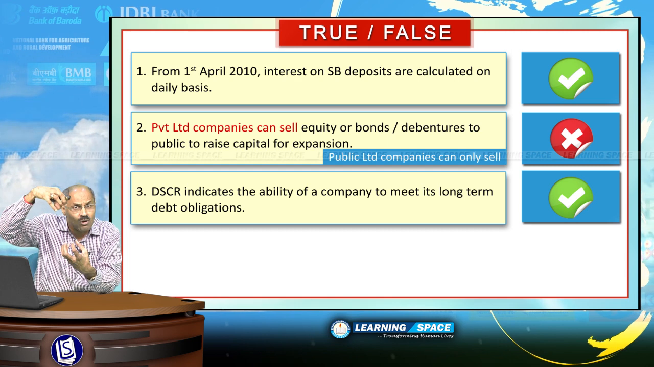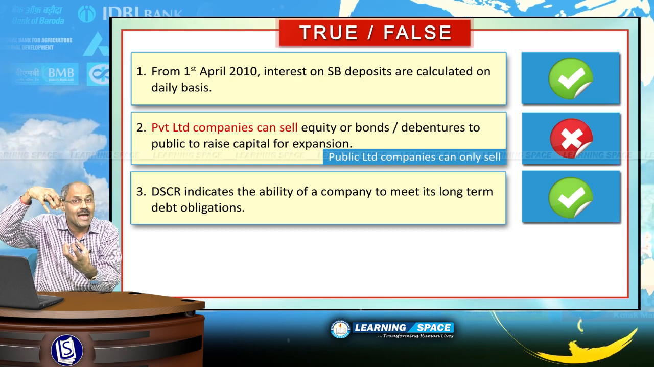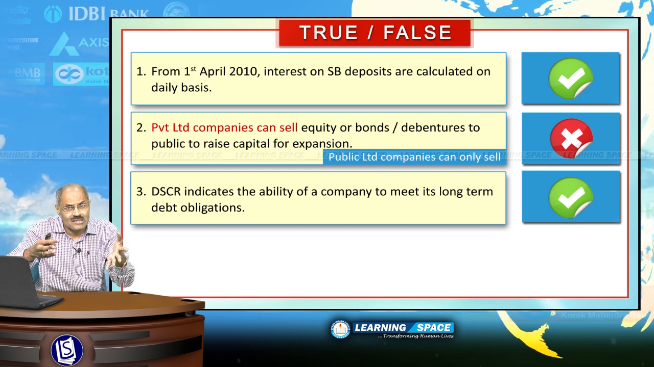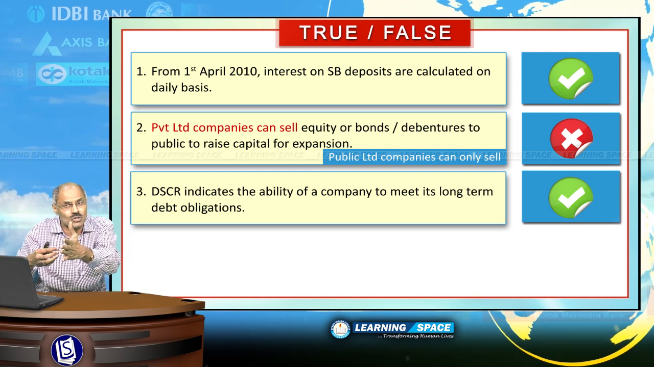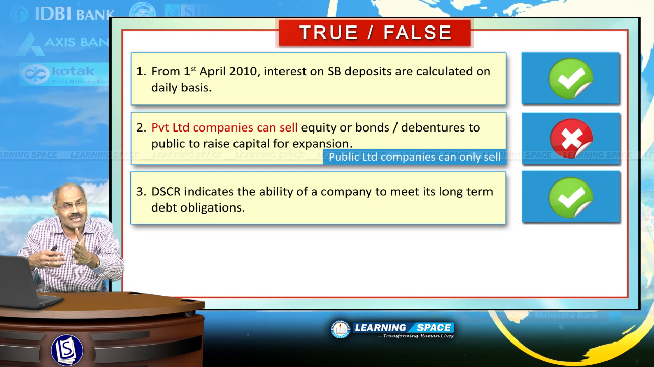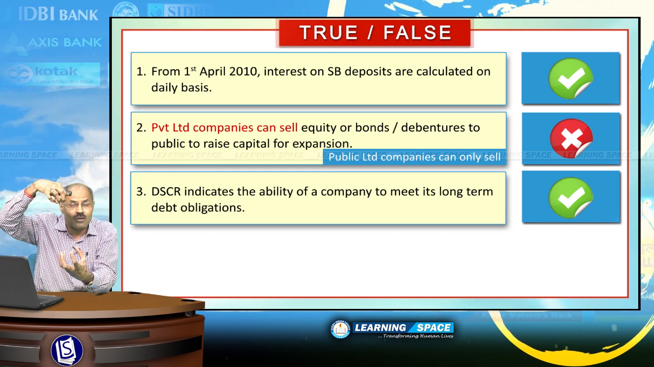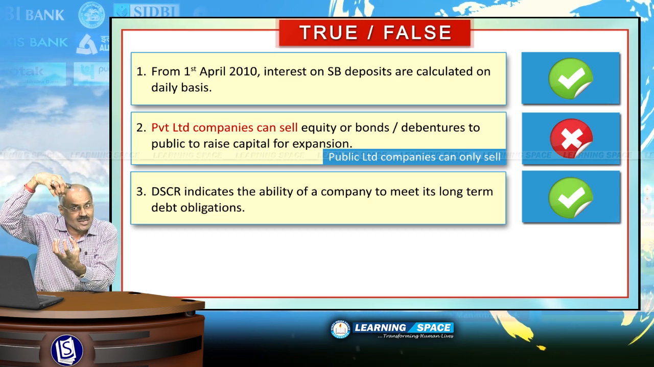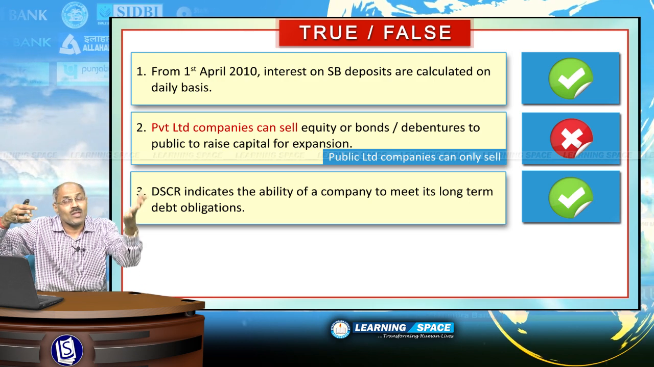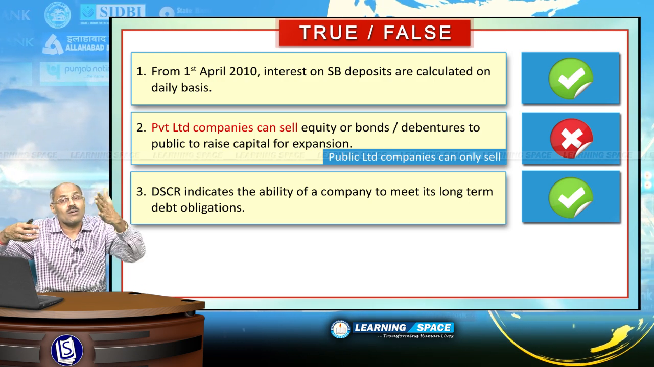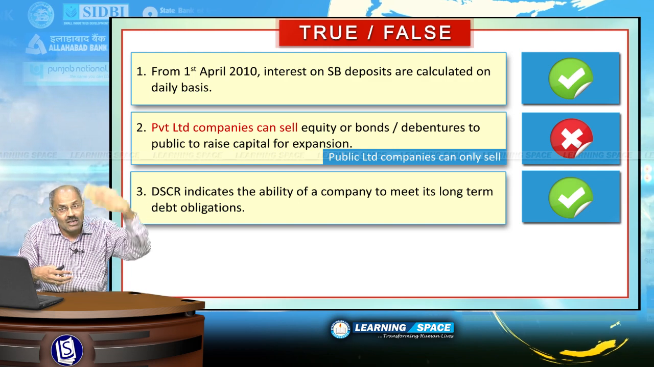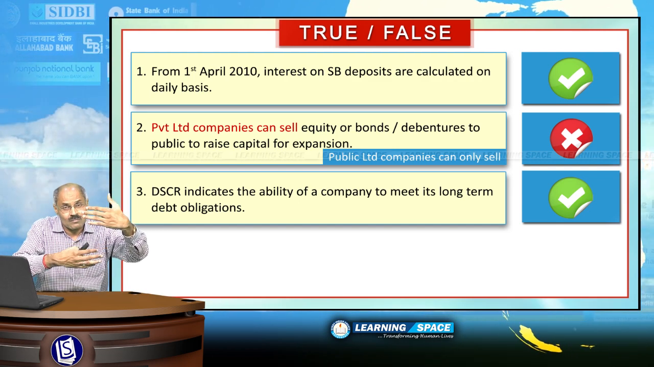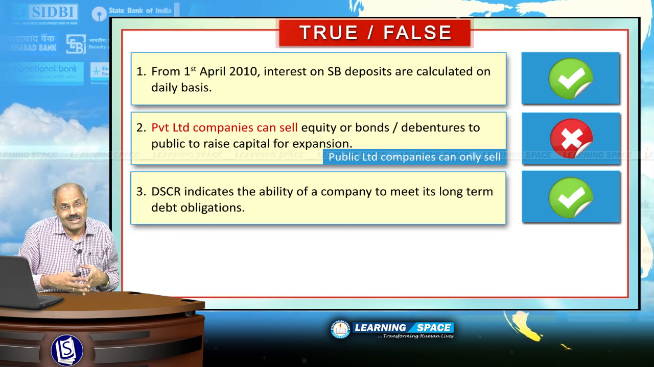They have to service the loan, and for that purpose their cash flows should be sufficient, and the term DSCR or debt service coverage ratio is the ratio that basically looks at your cash flows in the numerator and your servicing of loan in the denominator, right? So DSCR talks about ability of a company to meet its long-term debt obligations. If its cash flows are more than the amount which is to be serviced, then the company is perceived to be safe.